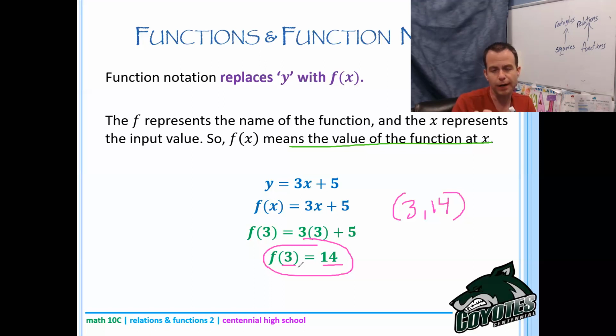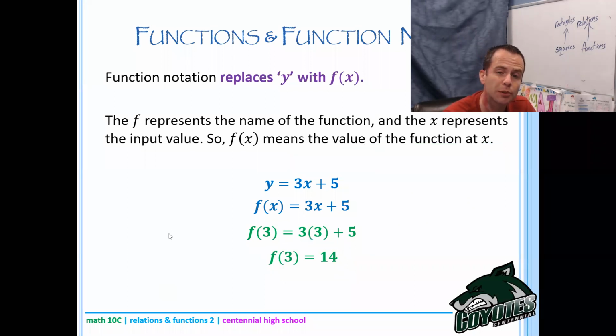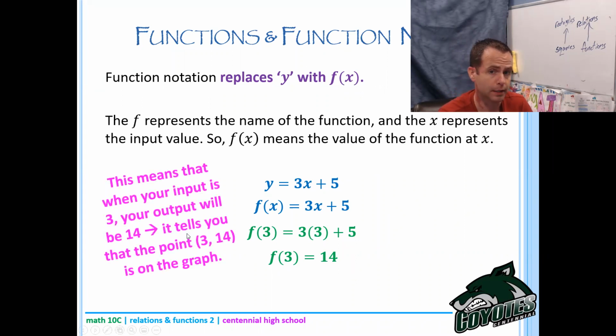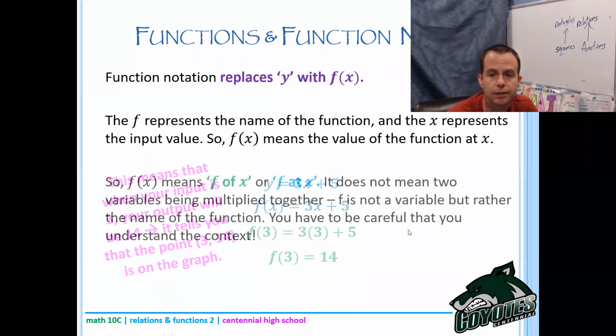So by writing it in function notation, it's telling us what our input and our output is at the exact same time. And that's why it's so powerful. But you do have to get comfortable with the fact that it's a different context. It's not a context that you will be as familiar with just at this moment. So this means that when your input is 3, your output will be 14, and it tells you that the point (3, 14) is on the graph.